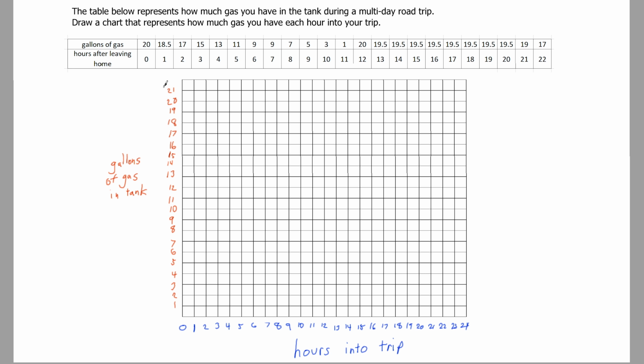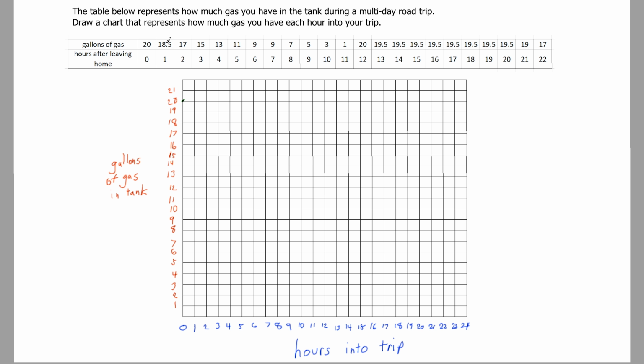So all you do is set up your chart, and as usual, we put the time variable on the x-axis down here. Here it's hours, so we have 24 hours. And on the other axis is the other variable, which in this problem is gallons of gas. So it says on hour 0, we have 20 gallons of gas, so we can put a point right there.